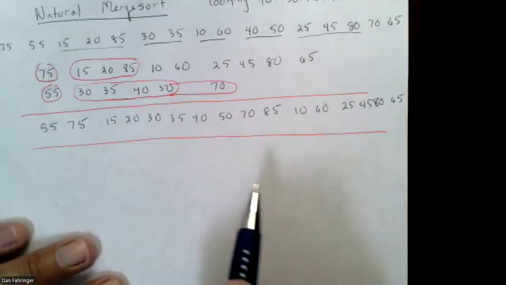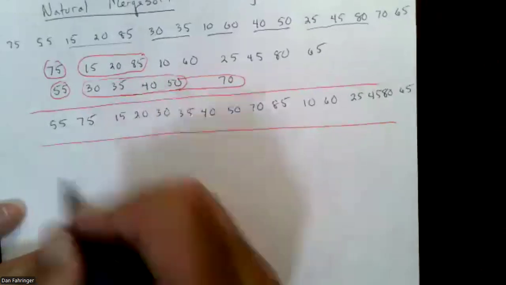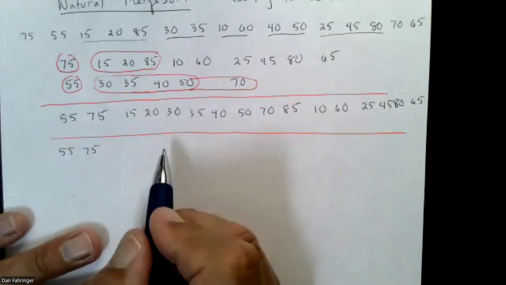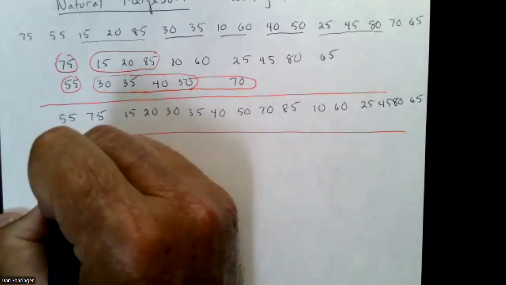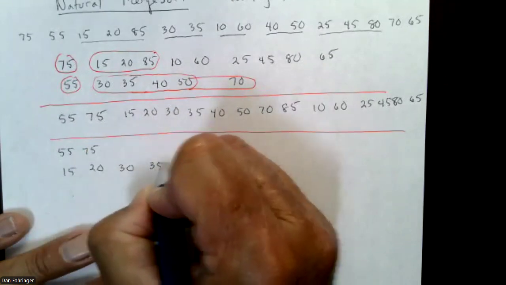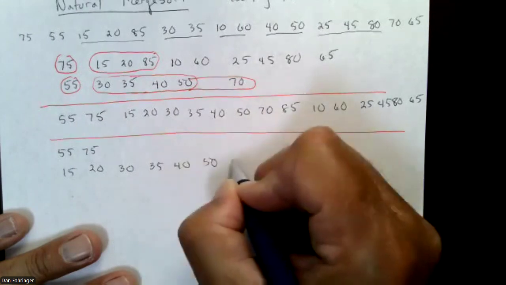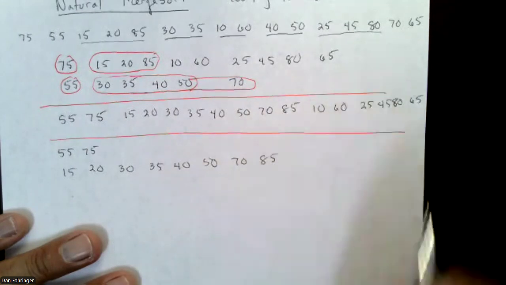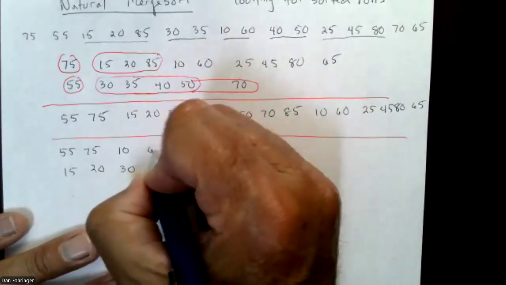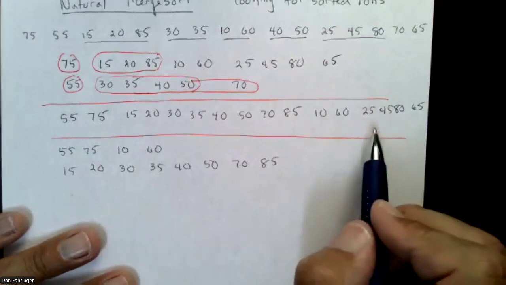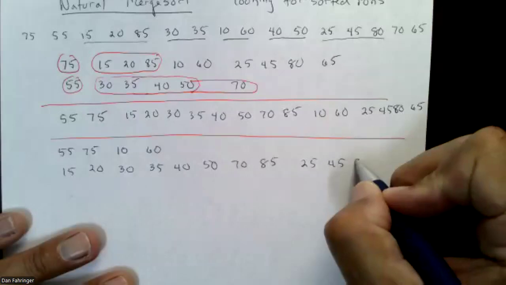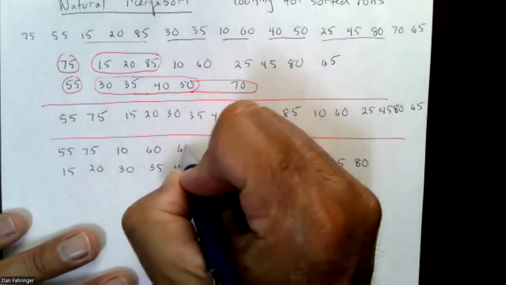Now I'm going to go two list again. Runs of sorted 55, 75. My next run 15, 20, 30, 35, 40, 50, 70, 85. Back to list one 10 and 60. List two 25, 45, and 80. Back to list one is 65.